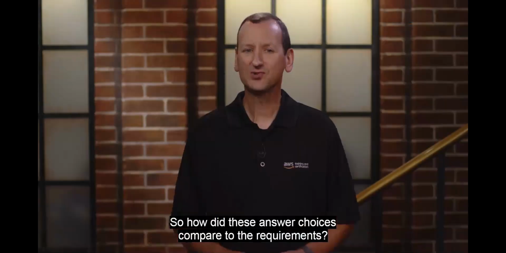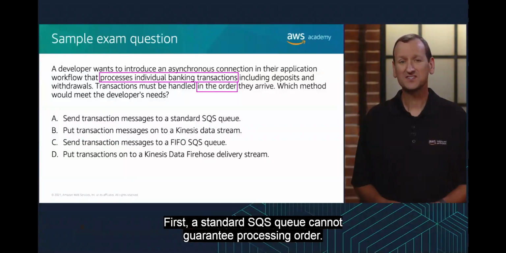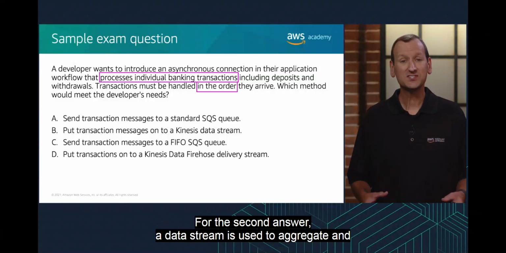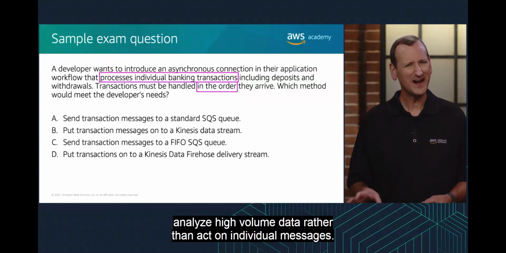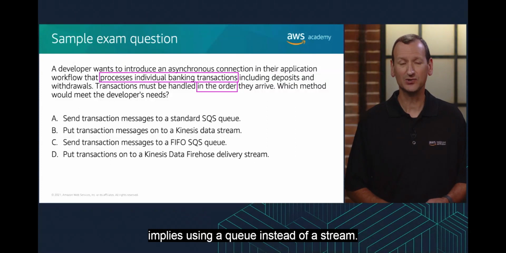So how do these answer choices compare to the requirements? First, a standard SQS queue cannot guarantee processing order, so that doesn't meet the requirement. For the second answer, a data stream is used to aggregate and analyze high-volume data rather than act on individual messages. The requirement requires processing individual records, which implies using a queue instead of a stream.